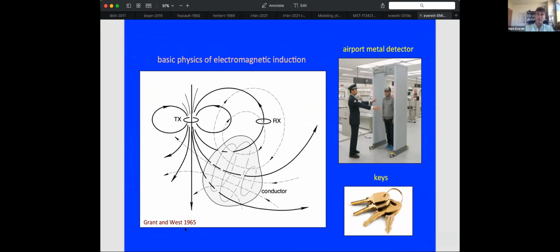Anyway, this is essentially the basic physics, and I won't go through it because we all know that a time-dependent magnetic field fluxes through a conductor. The response of the conductor is to induce eddy currents or vortex currents, which produce a secondary field measured at the receiver. It's the principle by which, for example, an airport metal detector works. If you have your keys in your pocket, you're going to get an anomalous signal at the receiver, and the thing will go beep, beep, beep. So the purpose of a metal detector is to make sure passengers place their keys on the tray before they go through, and don't forget and leave them in their pockets.